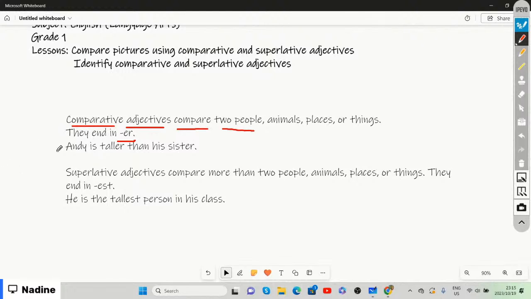For example, Andy is taller than his sister, right? So here they are comparing these two siblings in height. Who is taller than the other? So they're saying that Andy is taller than his sister, which means that our normal base adjective, instead of just saying Andy is tall, they are now comparing how tall Andy is to his sister.